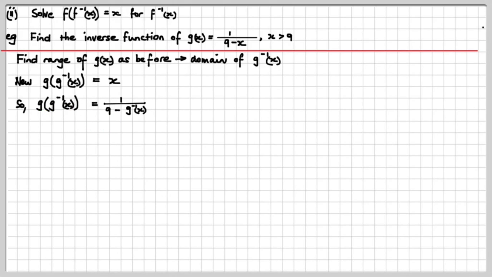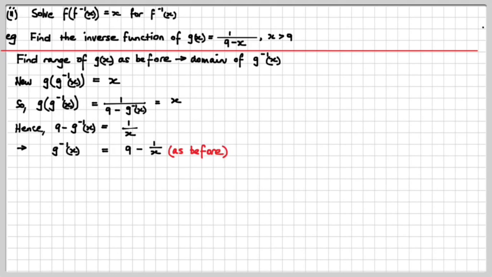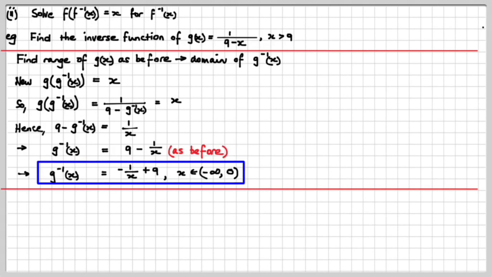Now, we know that that equals x, and therefore all we have to do now is just to solve that for g to the minus 1 of x. It's very simple. There you go, look. And it's just a simple matter now to solve it for g to the minus 1 of x, as before. Now that's very cool, you've got to agree, yeah?